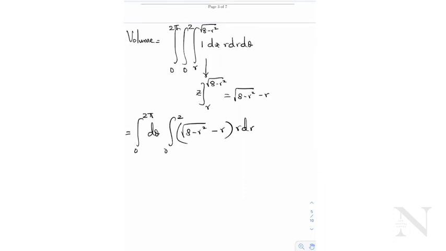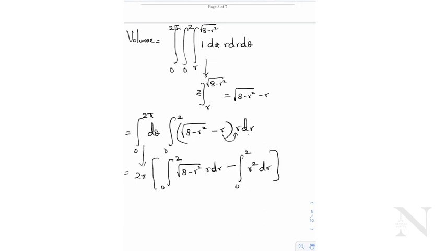When you get a term like this, try to do it carefully, slowly, take your time. There's nothing going on there. That's just 2 pi. What I would do is separate these into two terms. There are places where you can separate: addition and subtraction is one term. So, the integral of 8 minus r squared times r dr, minus the integral from 0 to 2 of r times r, which is r squared dr.